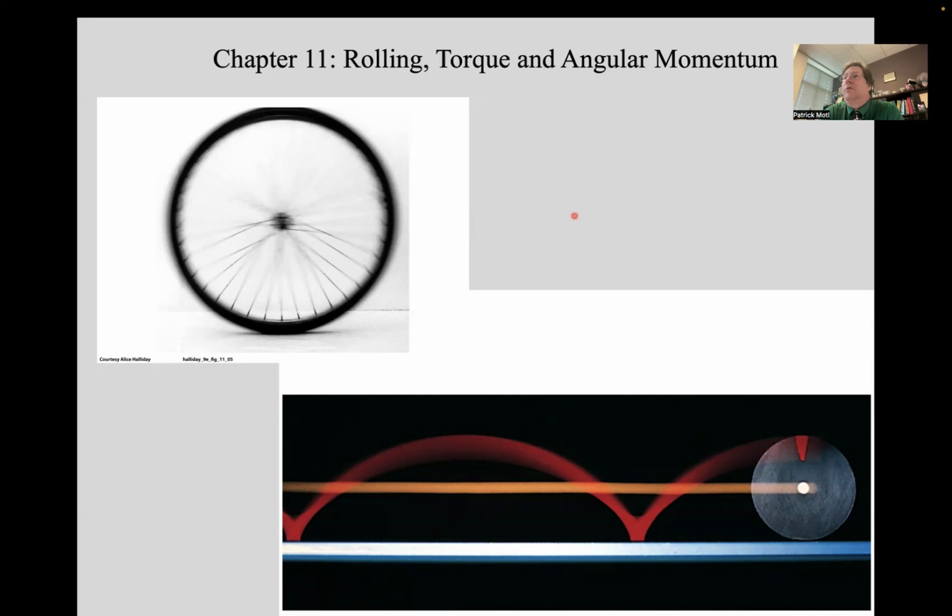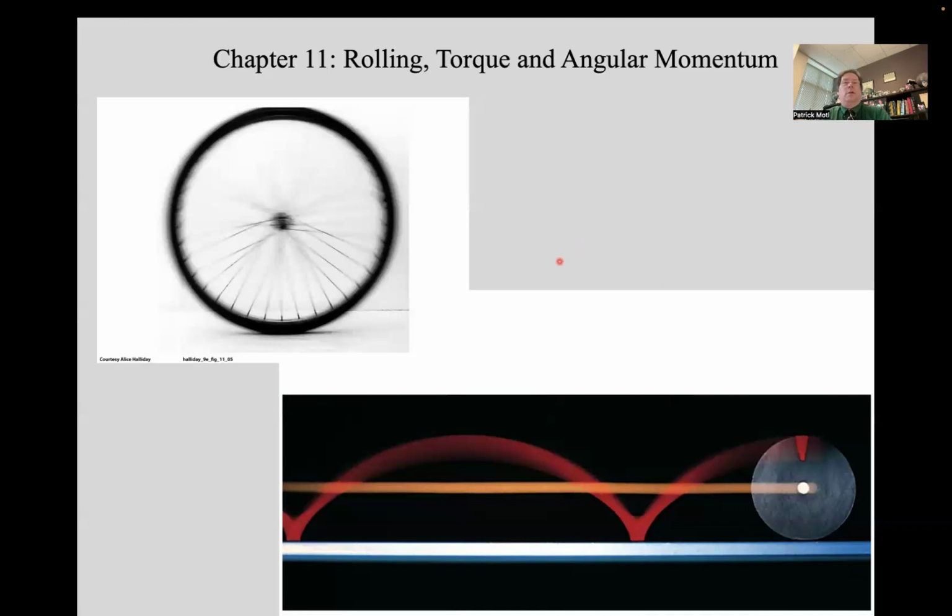Its total cannot change if there is no net torque acting. So there's no net force acting on a system. We know that its momentum is constant. And then that generalizes to rotations, that if there's no net torque acting on a system, then the angular momentum of the system will be constant.